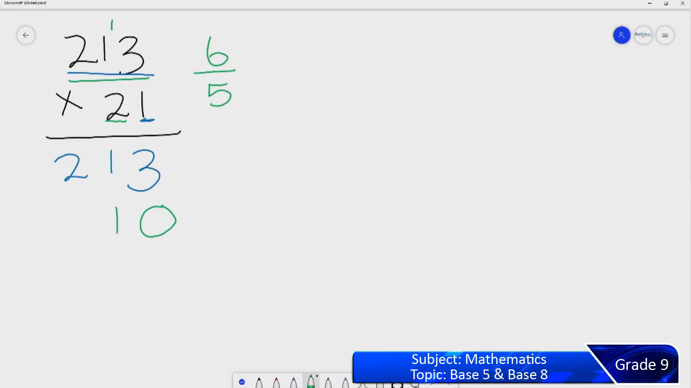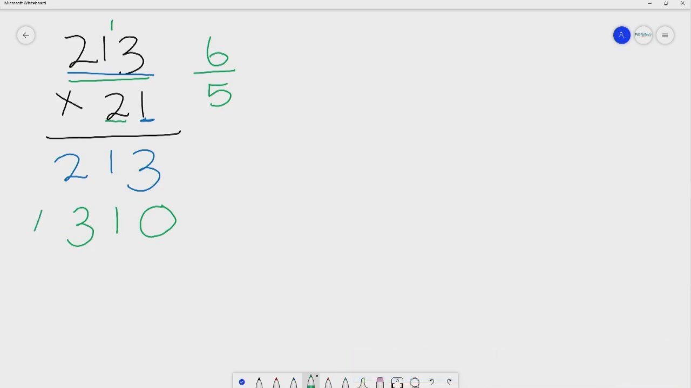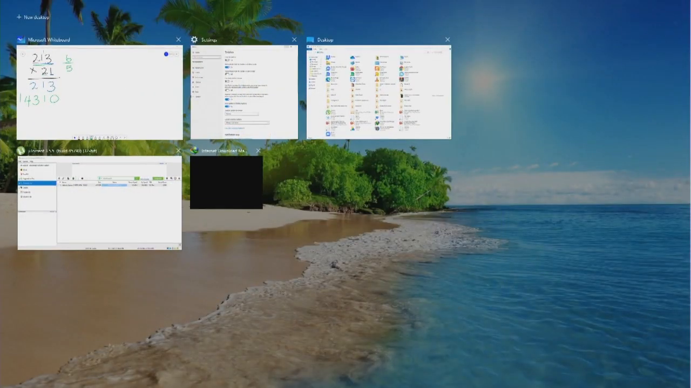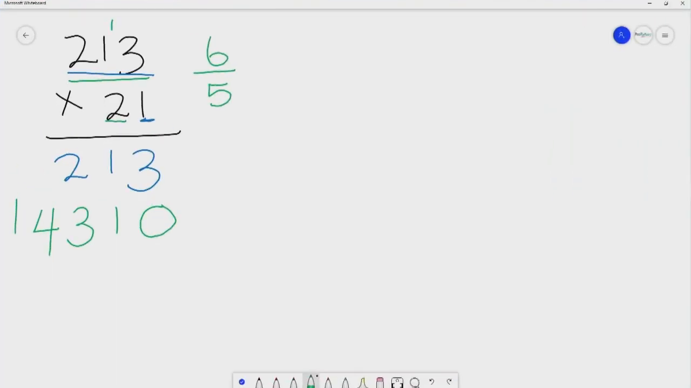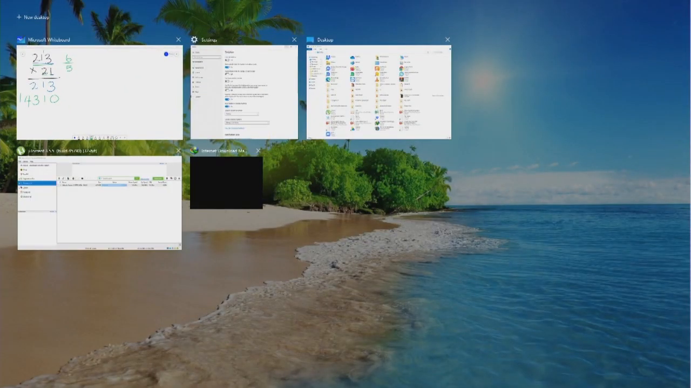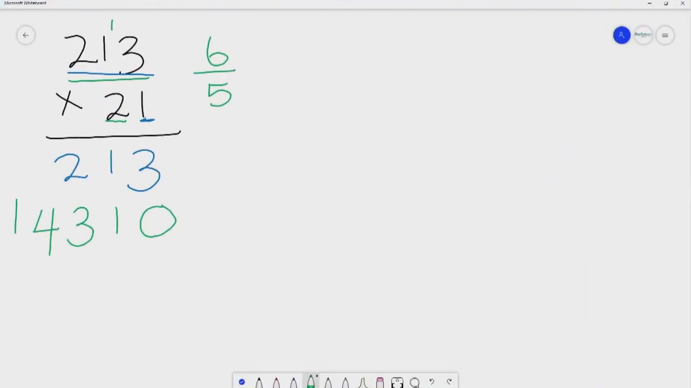Next, 2 multiplied by 1 gives us 2, plus the 1 at the top, 3. And finally, 2 times 2, 4. We have to add them now.